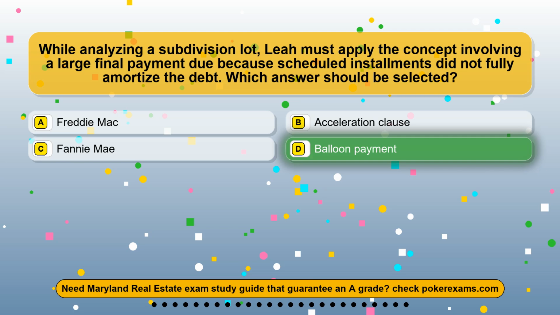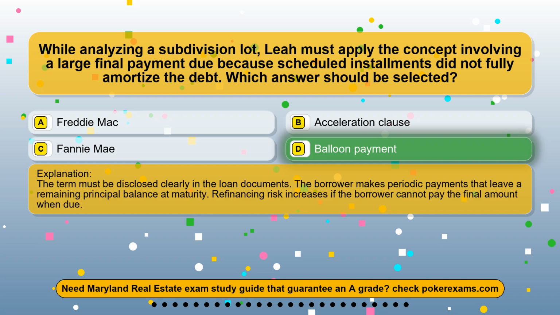The correct answer is option D, balloon payment. The term must be disclosed clearly in the loan documents. The borrower makes periodic payments that leave a remaining principal balance at maturity. Refinancing risk increases if the borrower cannot pay the final amount when due.